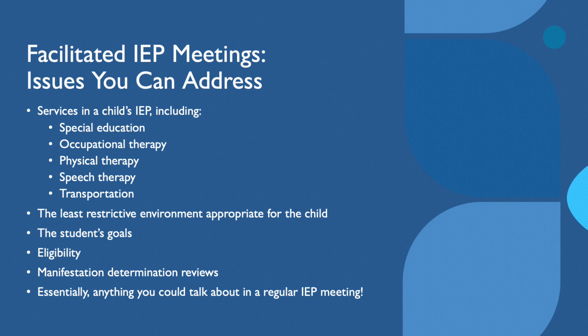The goal of this meeting is to have an updated IEP for the child. Issues that can be addressed in a facilitated IEP meeting are essentially any issues that can be addressed in typical IEP meetings. For example, you can discuss services in a child's IEP, including special education services, occupational therapy, physical therapy, speech therapy, and transportation. You can also address things like the least restrictive environment appropriate for the child, the student's goals, eligibility, and manifestation determination reviews.